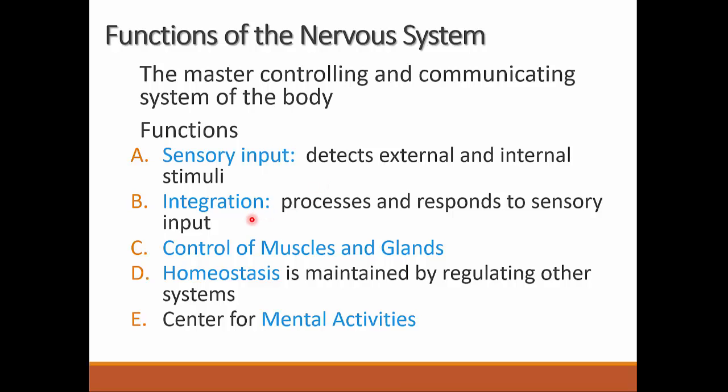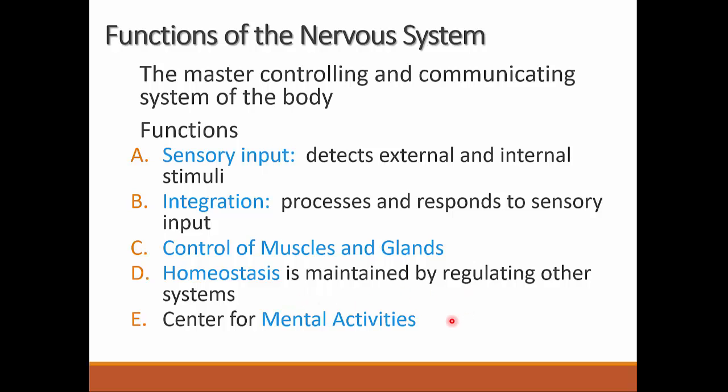The next thing is integration. So after those signals are detected, the next step is for your brain to process that information and interpret what needs to happen. Another role is the control of muscles and glands. So your nervous system sends signals to the different organs in your body and allows for gaining control. Then homeostasis. So that's maintaining balance and making sure things in your body are at a consistent rate or set point in order for your cells to function properly.